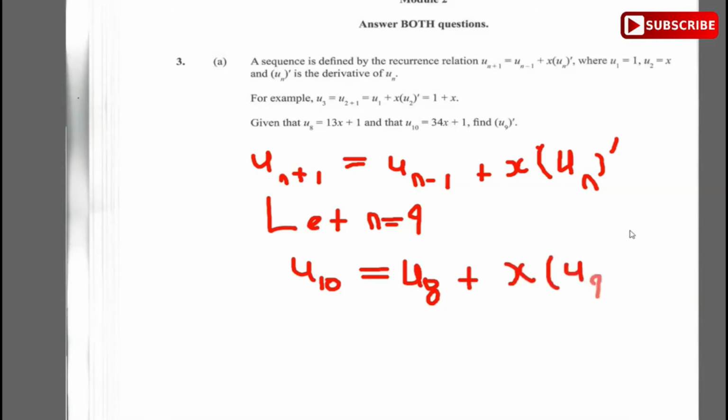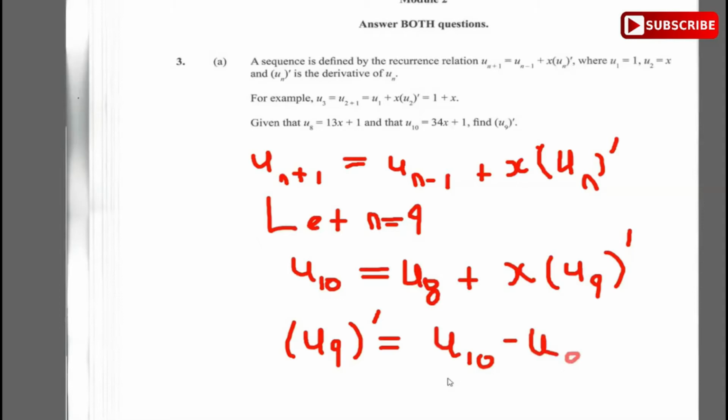And so now we need u9 prime to be the subject. So I'm going to subtract u8 and then divide by x. So what I'm saying is u9 prime, when I make this the subject, is equal to u10 minus u8 over x. That's u9 prime. So let's go ahead and do that.